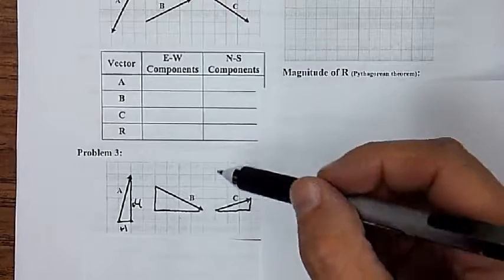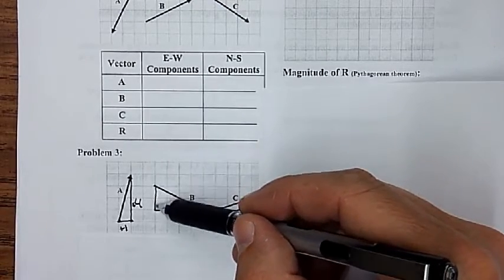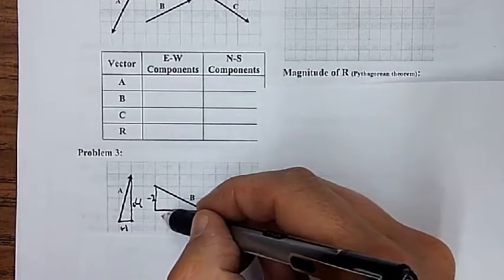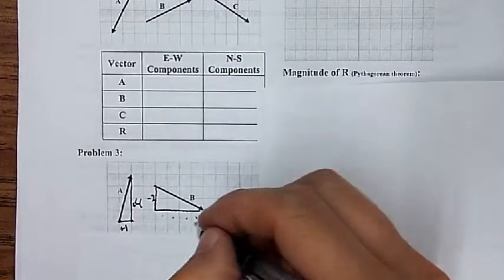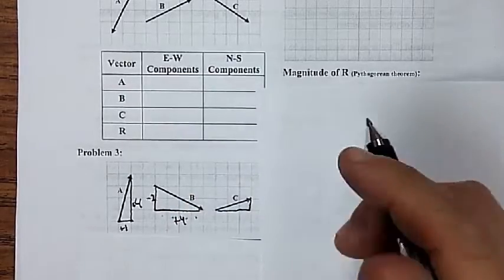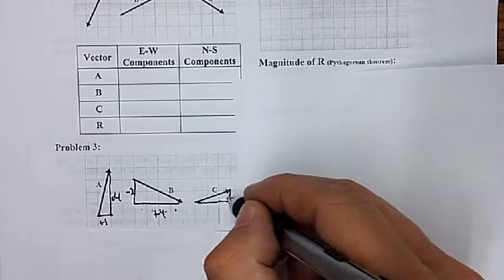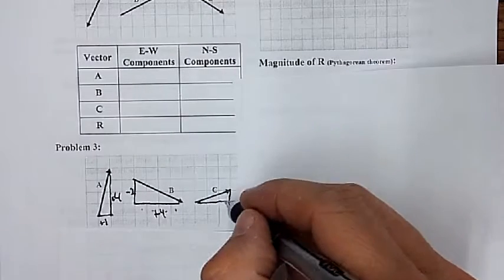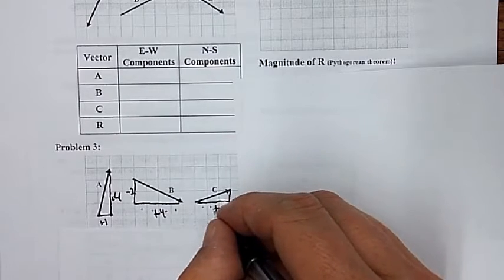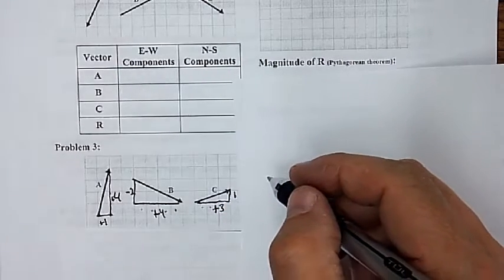Now on part B, I'm going to come down 1, 2, so that's going to be a negative 2. And then to the right, 1, 2, 3, 4, so that's going to be positive 4. Then C, we start from the rear, the opposite side of the arrow. We're going to go over 1, 2, 3, so positive 3, and then we're going to come up positive 1.